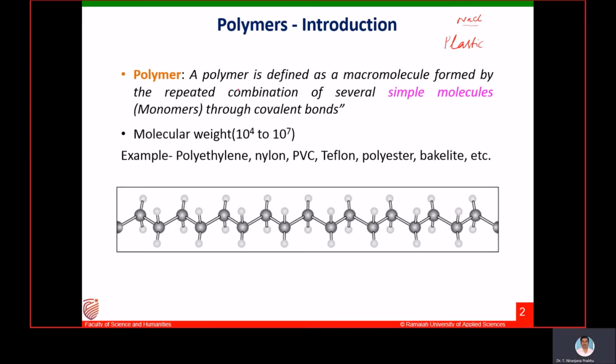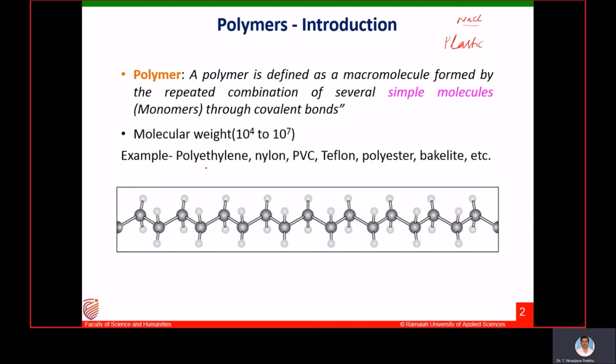We can define a polymer, any polymer, in generic terms. A polymer is defined as a macromolecule, a big molecule, formed by the repeated combination of several simple molecules, that is monomers, through covalent bonds. The molecular weight ranges from 10 to the power 4 to 10 to the power 7. A very huge number it is.